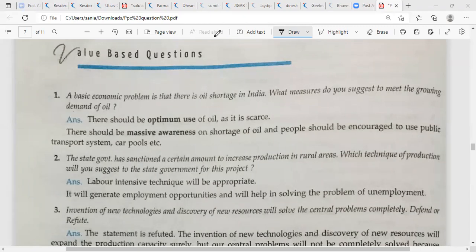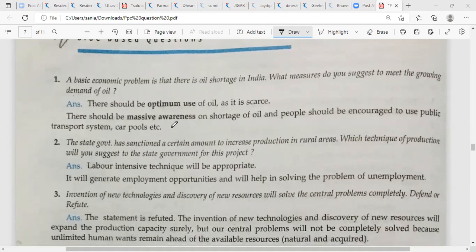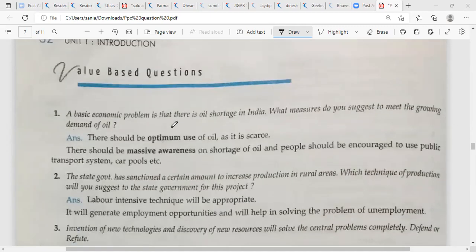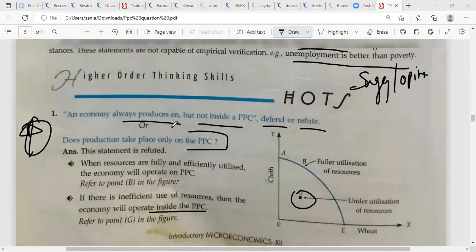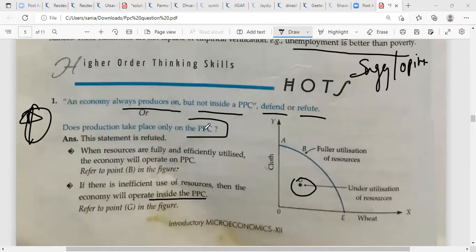Ma'am, for this first question, do we have to draw the diagram also? This higher order thinking skills question? Basically, if it is mentioned to draw a diagram or explain with the help of a diagram, then only you need to draw. Otherwise, no need to draw. If it is mentioned, then you have to. But in case it is not, then explanation is enough.